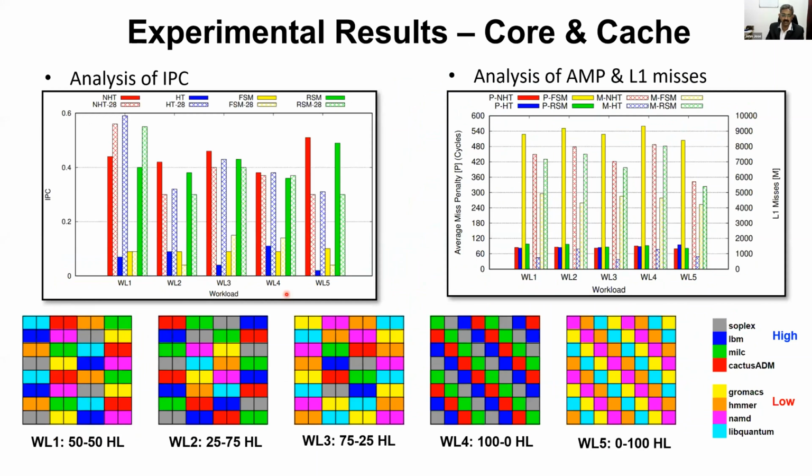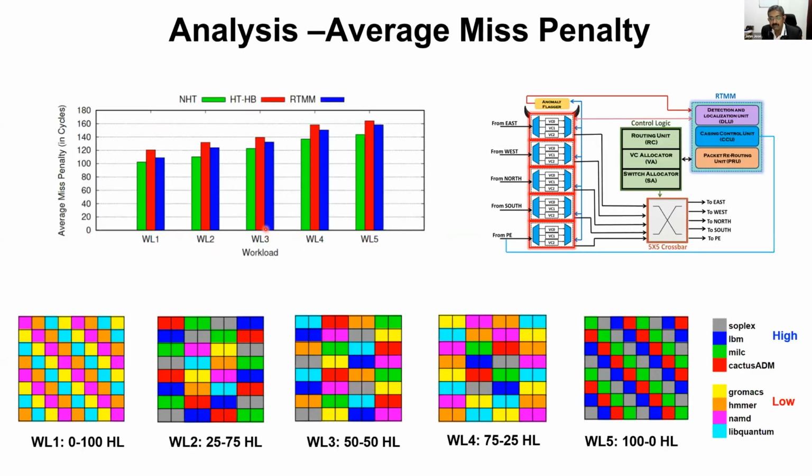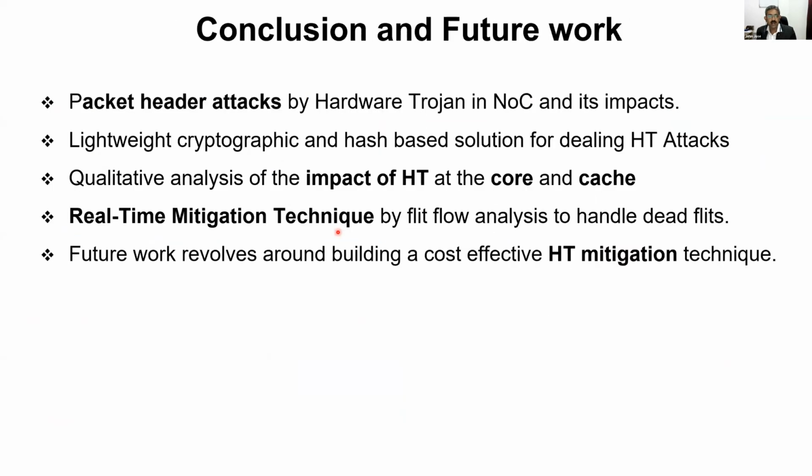Experimental results clearly show that across different types of benchmarks and combinations, this mechanism significantly improves performance. In handling dead flits, we check the cumulative buffer occupancy of packets and the anomalous packet count. Based on that, we find certain regions of high activity and high buffering. Using our security mechanism, the average miss penalty was able to regain back. More details should be available in the paper.